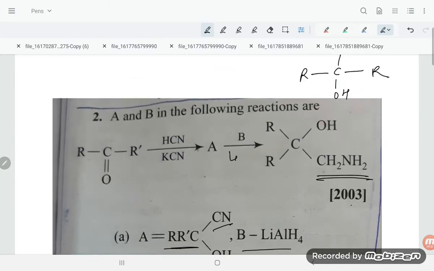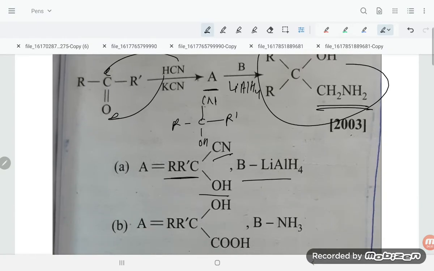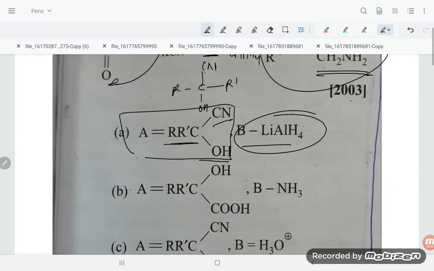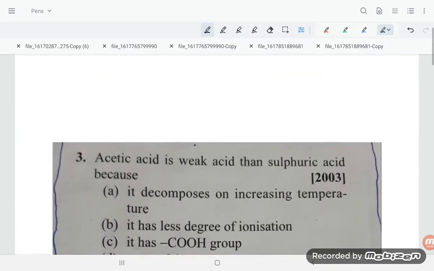So here what did we use, students? LiAlH4. This product is already given. What we got here is that the attack formed OH, so it was R, C, OH, with R dash and CN. This compound will be A, and this is the reagent B. The correct option is option number A, students. Let us move to the next question.